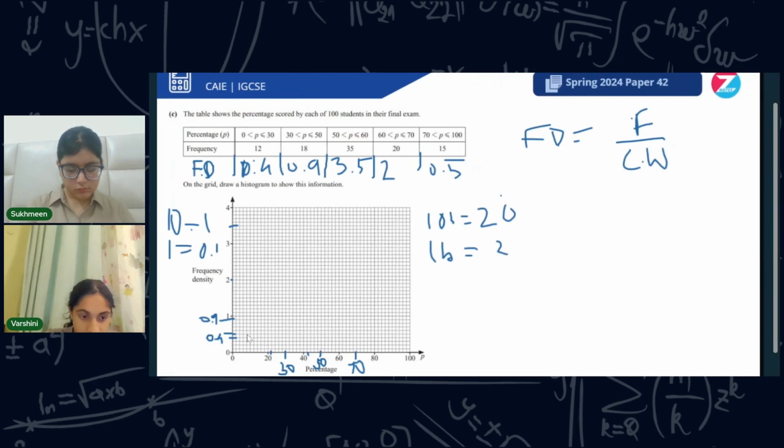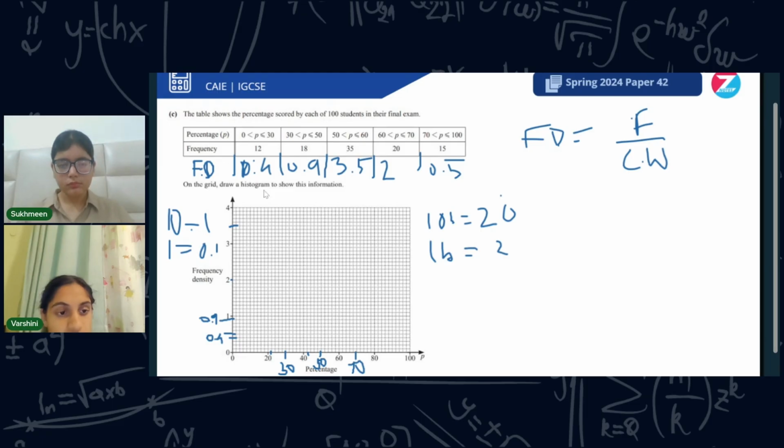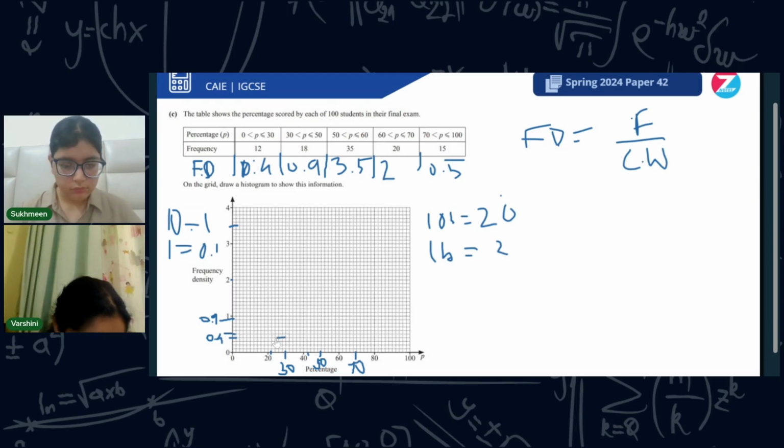So now we need to draw the histogram. Remember, there are going to be boxes. So the first one is going to be the box between 0 and 30, and it's going to be at the height of 0.4. So we can draw that over here at the height of 0.4.